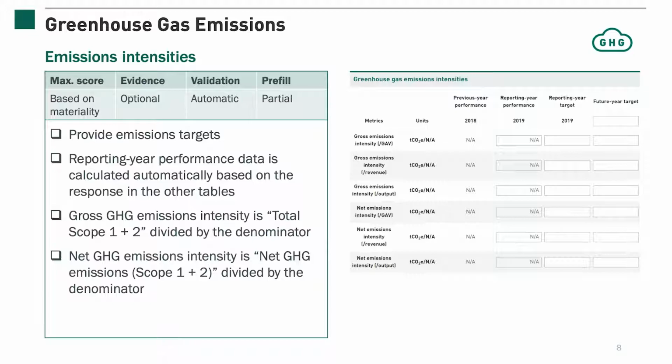The final table is the intensities table. Greenhouse gas intensity metrics are provided for comparison purposes and are intended to be used for scoring in future years. The reporting year performance data for this table is calculated automatically based on the values provided in the tables above. Targets may be added. Intensities are calculated for gross greenhouse gas emissions, which is based on the metric total Scope 1 plus 2, and net greenhouse gas emissions, which is based on the metric net greenhouse gas emissions, Scope 1 plus 2.